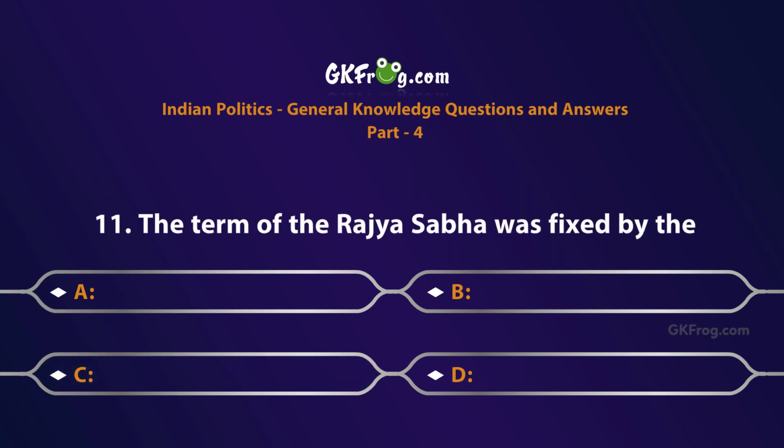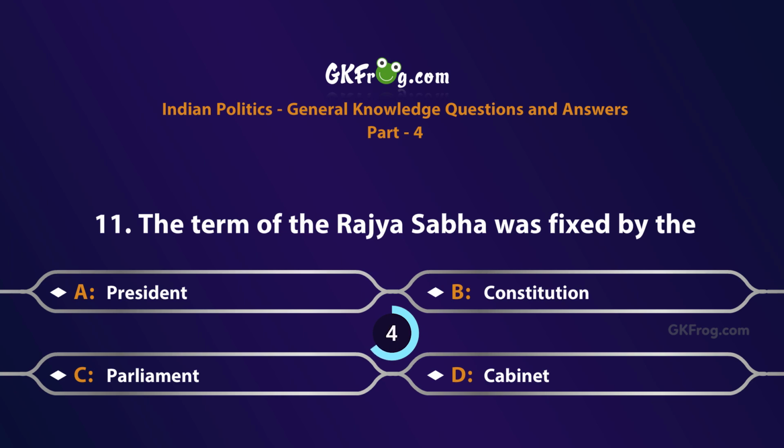The term of the Rajya Sabha was fixed by the A. President, B. Constitution, C. Parliament, D. Cabinet. Correct answer is B. Constitution.